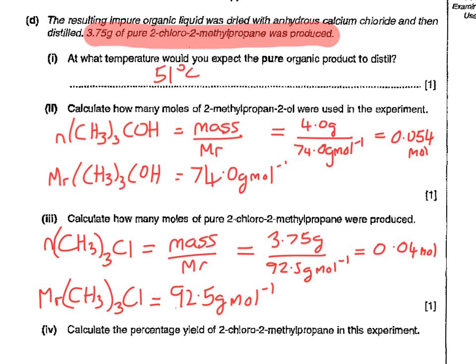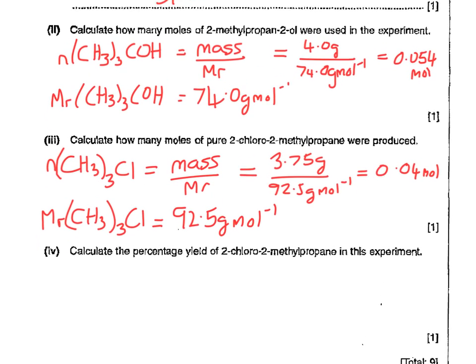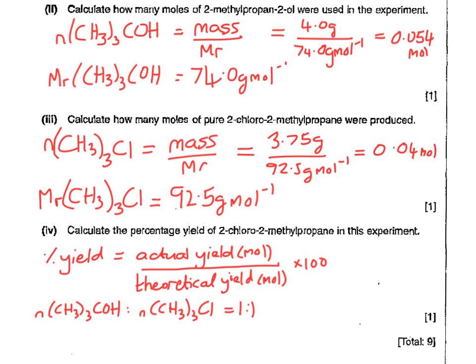So now we can go down to the next part, which is to calculate the percentage yield. So remembering from the equation that the mole ratio of the two compounds is 1 to 1, the percentage yield is actual yield over theoretical yield, both in moles, times 100.